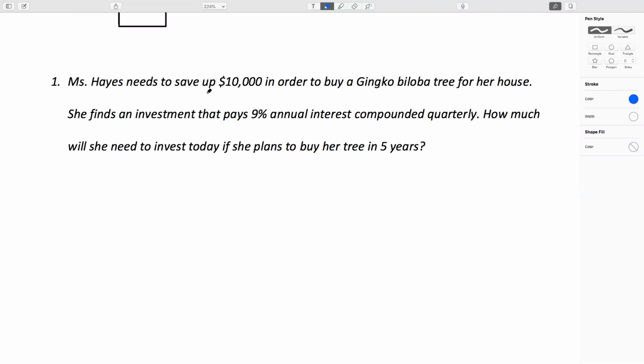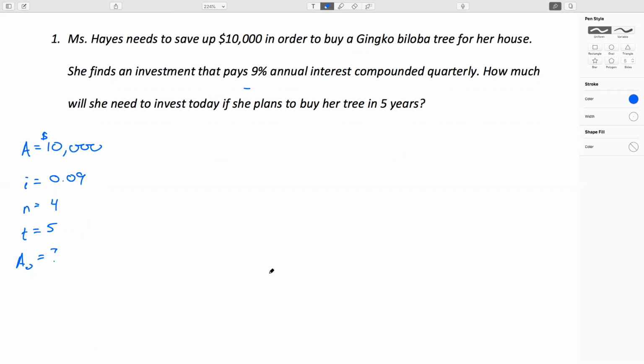We've got $10,000 is our goal. So A is going to be $10,000 in order to buy a ginkgo biloba tree for her house. She finds an investment that pays 9% annual interest. So I equals 9%, which is 0.09. Compounded quarterly. So there's 4 compounding periods in a year. How much will she need to invest today if she plans to buy her tree in 5 years? Well, time T is 5 years, and A naught is our unknown in this case.